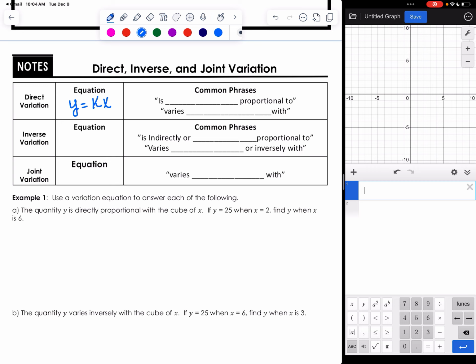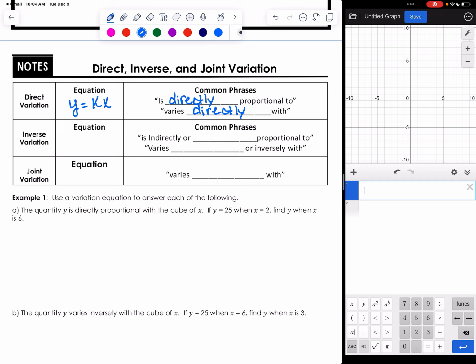You'll know you're dealing with a direct variation equation when you see phrases like something is directly proportional to, or you might see something like varies directly with. If you see those two phrases, you know you're going to use the equation y equals kx.